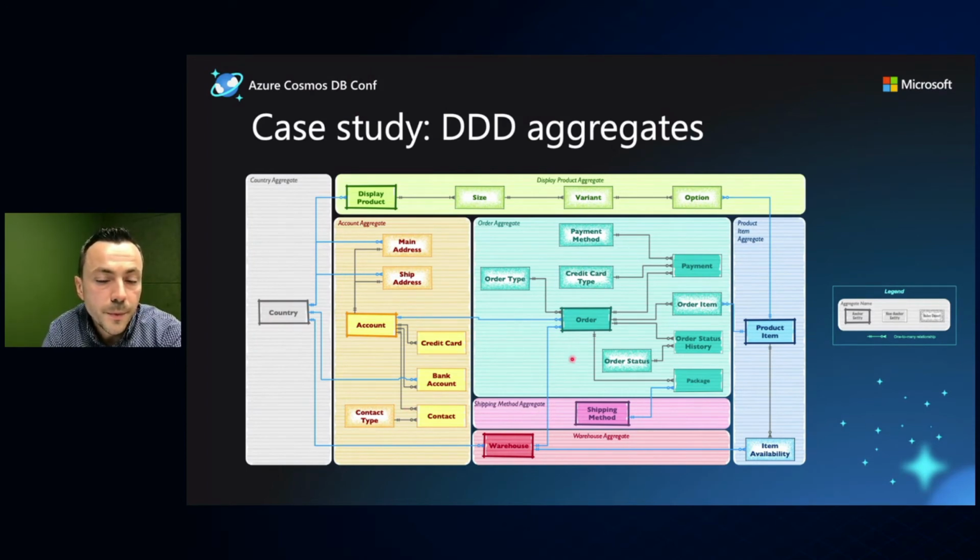And similarly, you can review the other aggregates. For example, orders has things like payments and their histories. These are non-anchor entities with a list of value objects, and so on for the other aggregates. In such a case, we prepared these DDD aggregates.